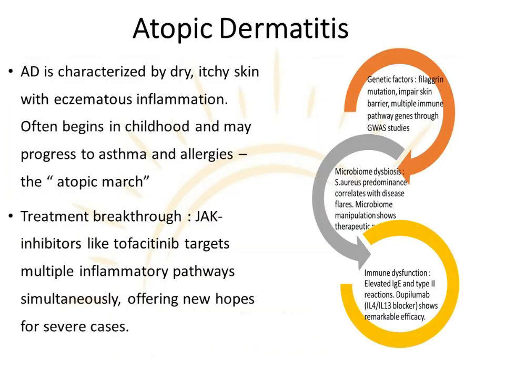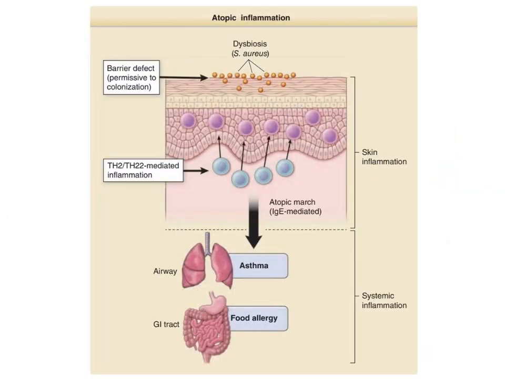Another important condition is atopic dermatitis, also known as eczema. It is characterized by dry, itchy, inflamed skin and commonly begins during childhood. Many patients later develop asthma, allergic rhinitis, or food allergies, a progression known as the atopic march. Research has shown that mutations in the filaggrin gene, which is essential for maintaining the skin barrier, contribute significantly to disease development.